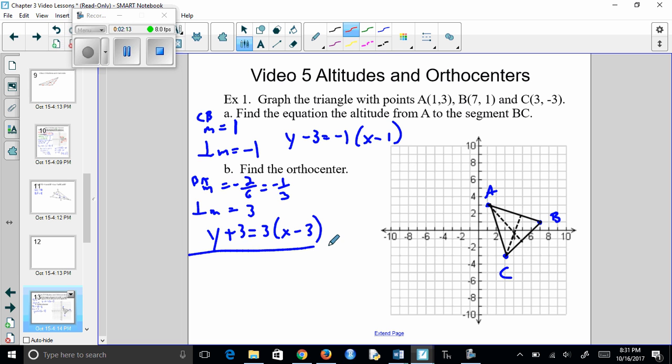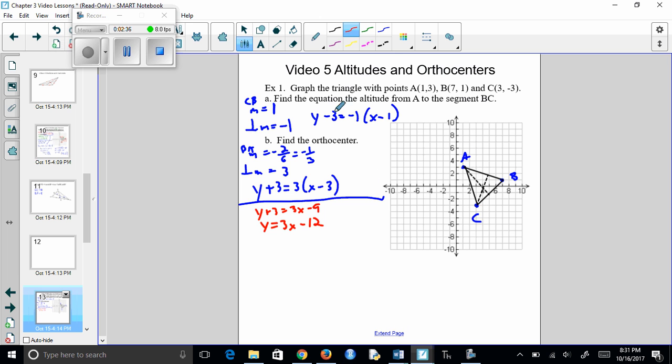All right, so now we have our two equations. I like to solve for y in one of them to make it easier. So y plus 3 is equal to 3x minus 9. Subtract 3, so y equals 3x minus 12. That's our second one. And now I'm going to substitute that into our first one. I'm going to bring this one down, but instead of y, I'm going to write 3x minus 12. So I have 3x minus 12 minus 3 equals -1, x minus 1.